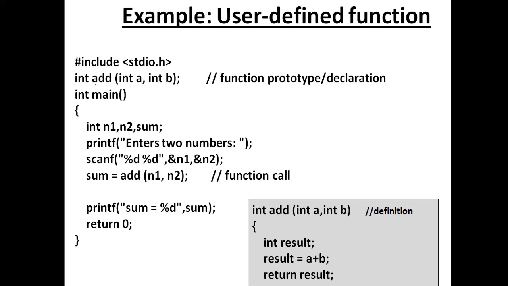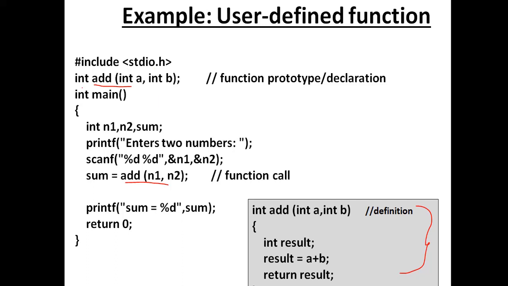We have the function prototype or declaration over here, we have the function call over here, and we have the function definition over here. Okay, now let us look at this program in detail. So first I say #include stdio.h, and then I declare a function.